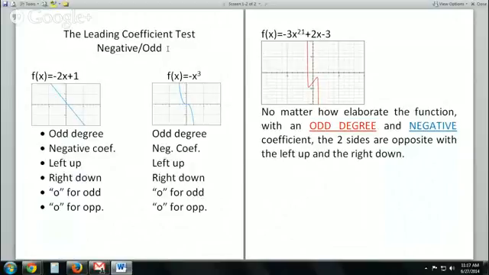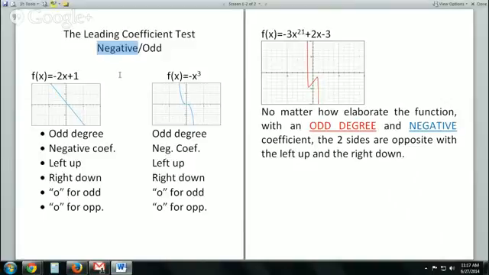If it's positive, y goes to negative infinity on the left, y goes to positive infinity on the right. Finally, let's look at the last possibility for the leading coefficient test. That's when there's an odd degree with a negative leading coefficient. Now, we saw just a minute ago that an odd degree means the two sides will be opposite of each other. So I'm still expecting O for odd and O for opposite. But now let's see how it changes because of the negative leading coefficient.